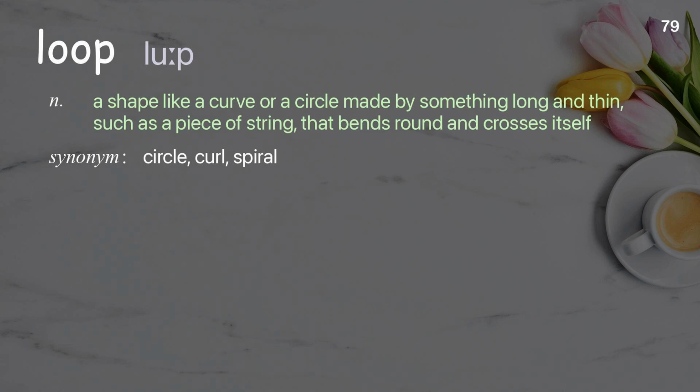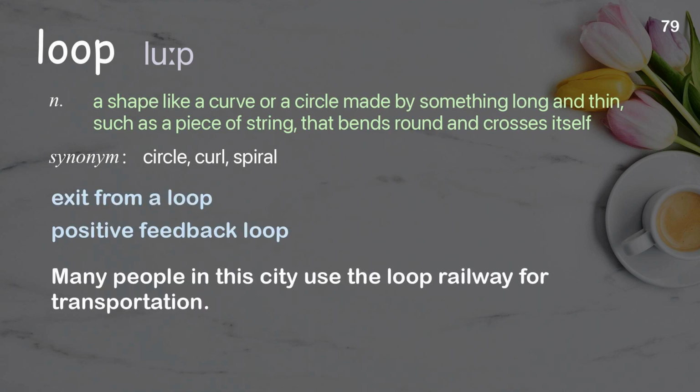Loop. A shape like a curve or a circle made by something long and thin, such as a piece of string, that bends round and crosses itself. Examples. Exit from a loop. Positive feedback loop. Many people in this city use the loop railway for transportation.